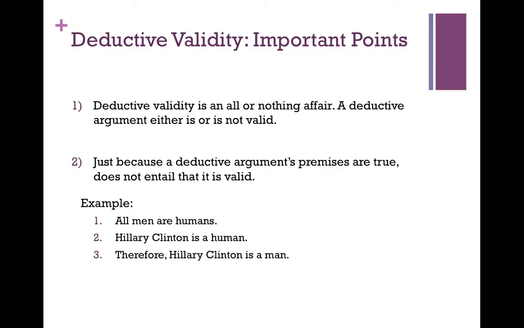This argument is invalid. And some of you are like, yeah, that doesn't make logical sense. It's an invalid argument, despite having true premises. So don't get caught up in the actual truth value of the premises. All that matters is, if the premises are true, must the conclusion be true? Are the premises lining up with the conclusion in the right way?